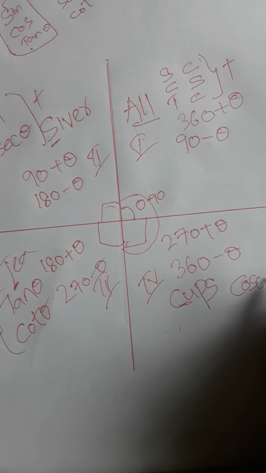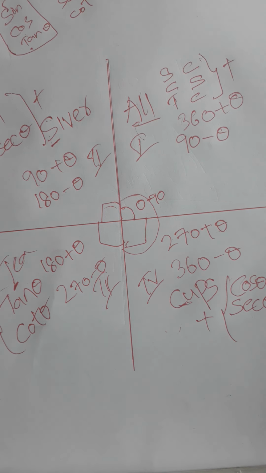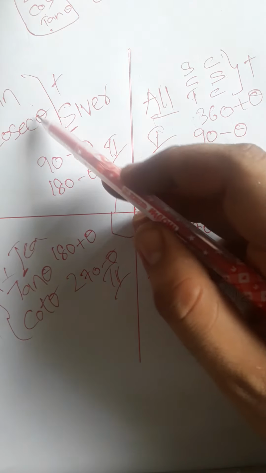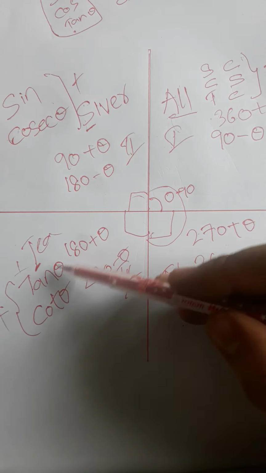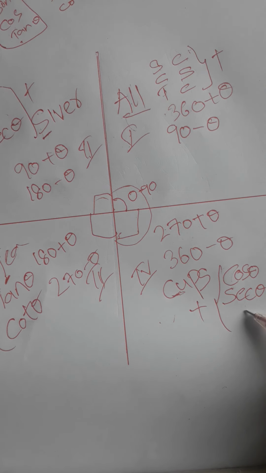Cos theta. In the same way, sec theta. Cos theta and sec theta, these two are positive, remaining all are negative. Understood? So in the first quadrant all are positive. In the second quadrant sine and cosec are positive. In the third quadrant tan and cot are positive. In the fourth quadrant cos and sec are positive.